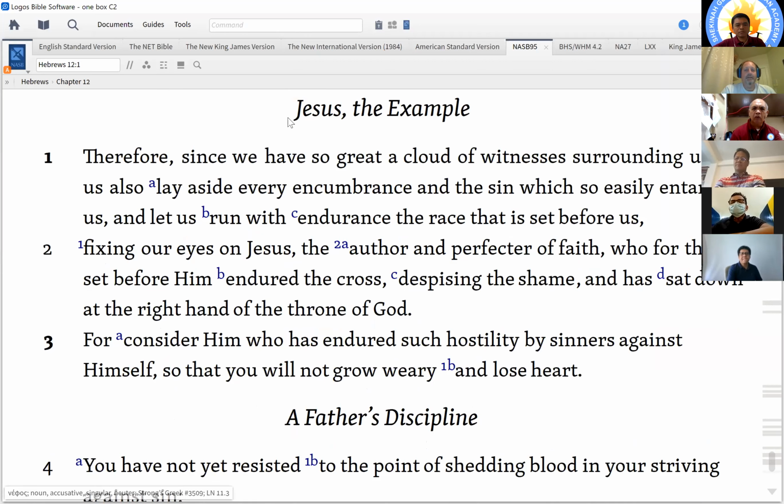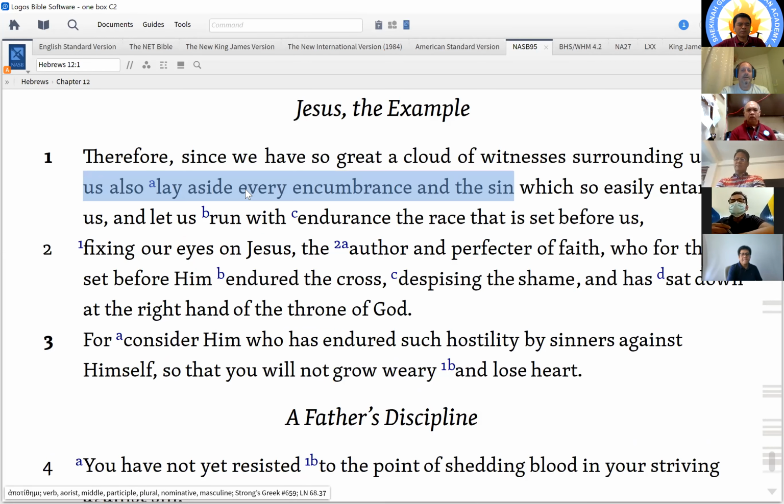What does this look like here in terms of the main sentence? Let us lay aside, right? It's not this one. Since we have so great a cloud of witnesses, that's modifying something else. Let us lay aside. That is the main subject, us, and the main verb is lay aside. And then he says, let us run with endurance.